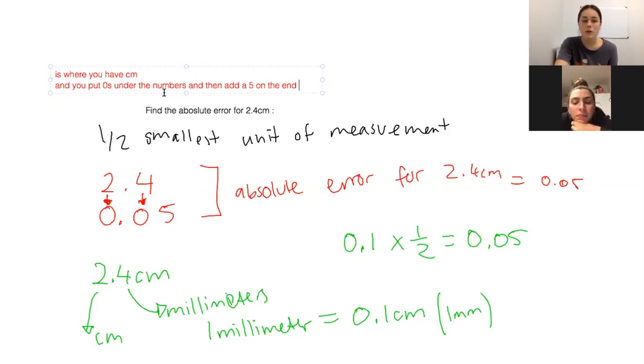Okay. Yeah. Like where you're given... okay, let's do another example. Let me get the color up. Okay. Let's do down here. 1.523 millimeters.